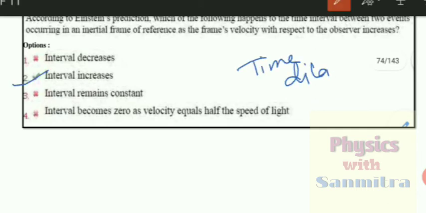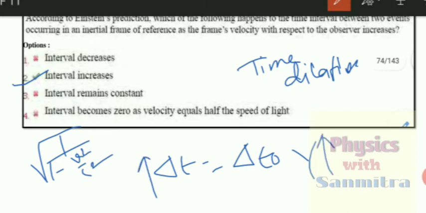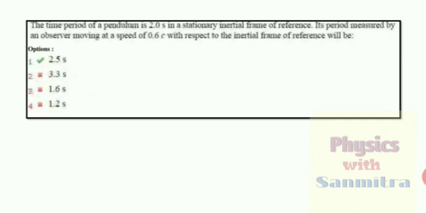That means as the speed is increasing, see, 1 minus v² by c², this is my equation. If v is increasing, then what is happening? This gamma is also increasing. So if gamma is increasing, my time will increase. That means time slows down. Time slows down when speed increases.